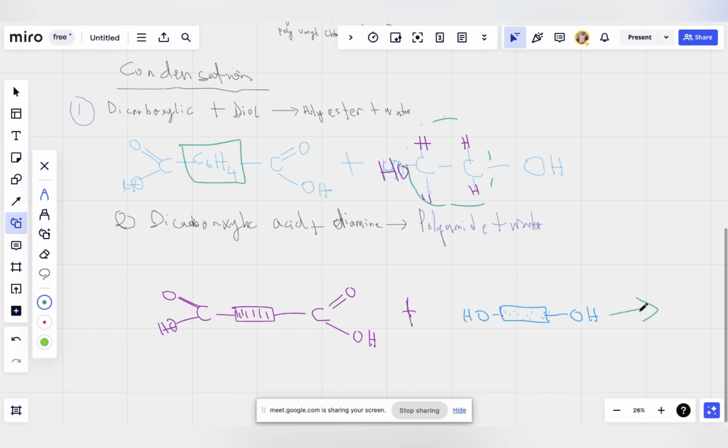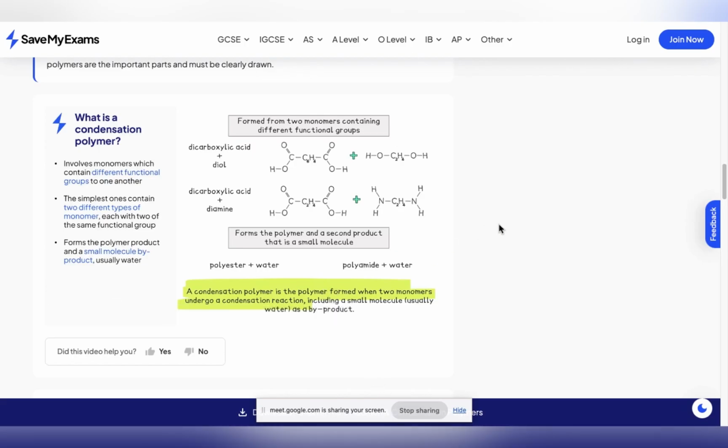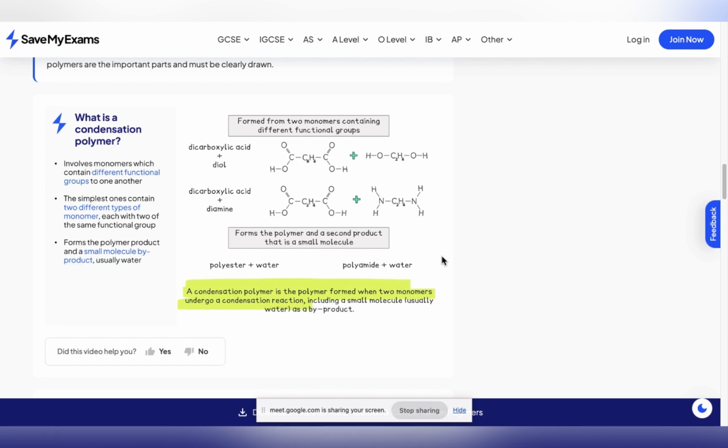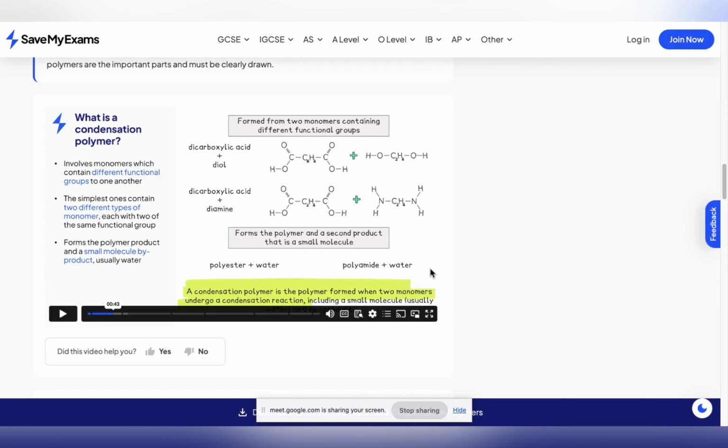We produce a polyester and water molecule. Okay, we're going to continue this. Let's just pause here and move on. Okay, we make a polyester and water molecule. In the other case, we're making polyamine and water molecule. The one with amine is simply like this.